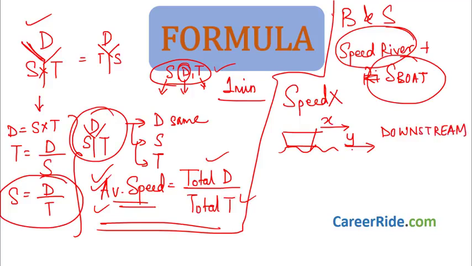Now, what should be the speed when we are talking about downstream? It would simply be x plus y. Now, why x plus y? Because we know whenever we are swimming in a river, if we flow in the direction of the river, the speed increases, right? We go very fast. That is the reason we add it. So downstream speed is x plus y.